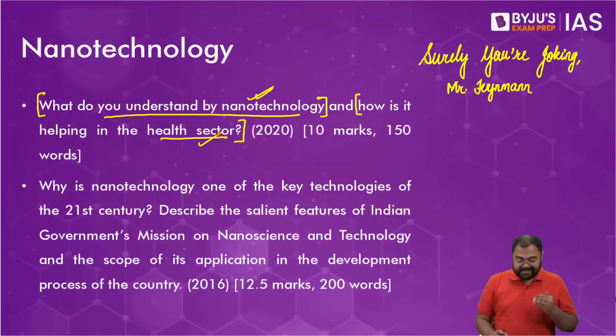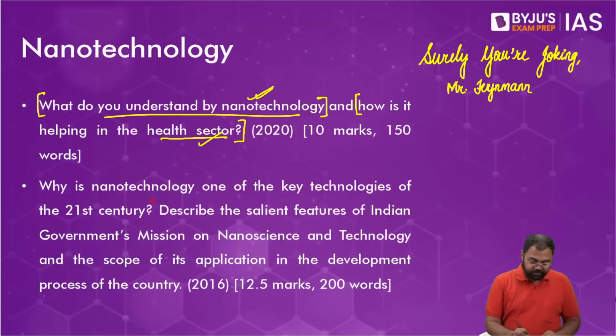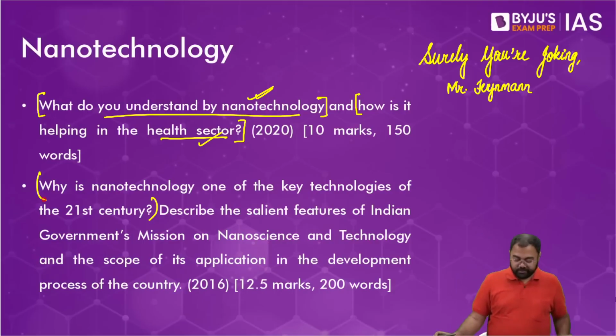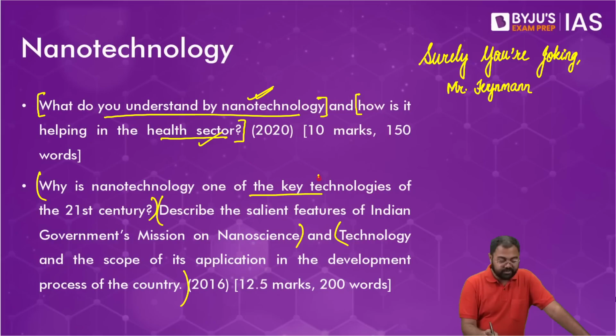Second question, why is nanotechnology one of the key technologies of the 21st century? First question, describe the salient features of the Indian government's mission on nanoscience and technology and the scope of its application in the development process of the country. So the second question also, in a manner, you can say that it has two parts, right? Describe the salient features of nano mission basically, and how is it going to help us. So first is, why nanotechnology is one of the key technologies.